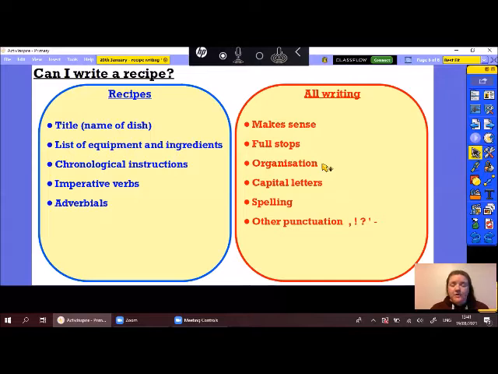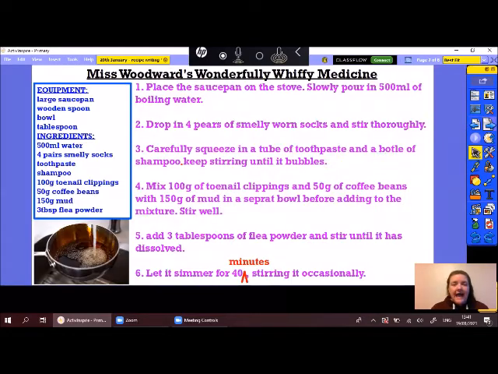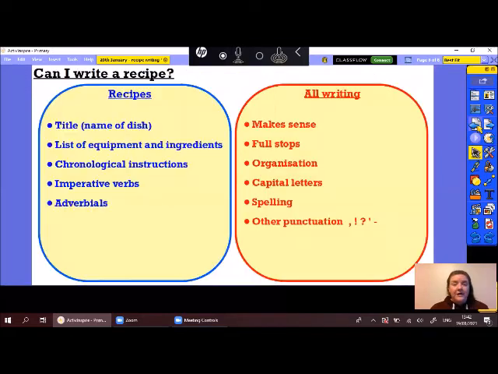The next bit is organisation. We need to have a look and see if our text makes sense in the way that it's set out. Have a look at your recipe and check that everything is organised. So you've got your title, your lists of ingredients and equipment, you've got your instructions and your picture, and they're not all jumbled together in a very strange way. Well done. We've just got 3 things left.